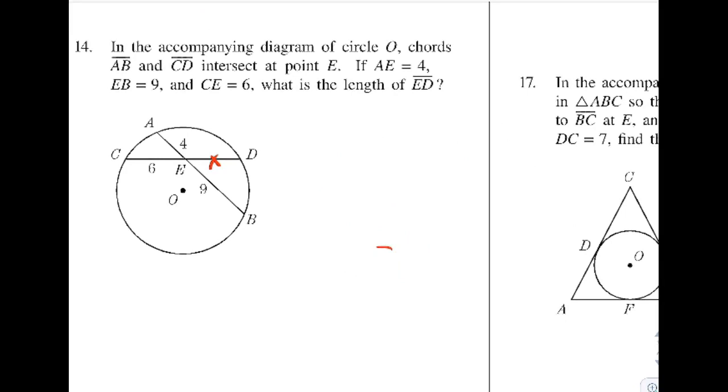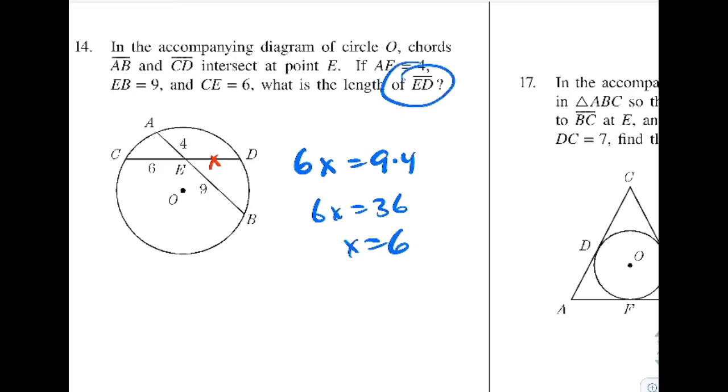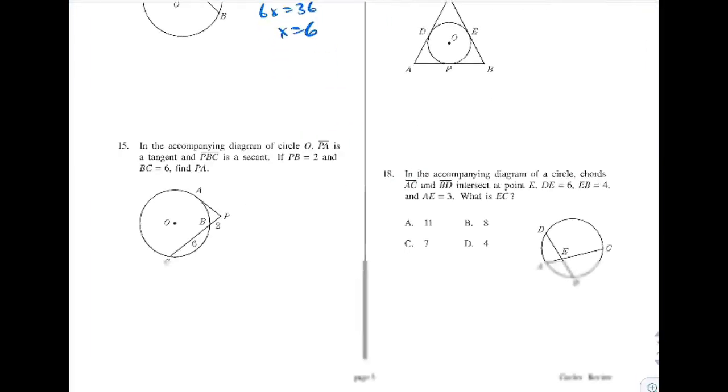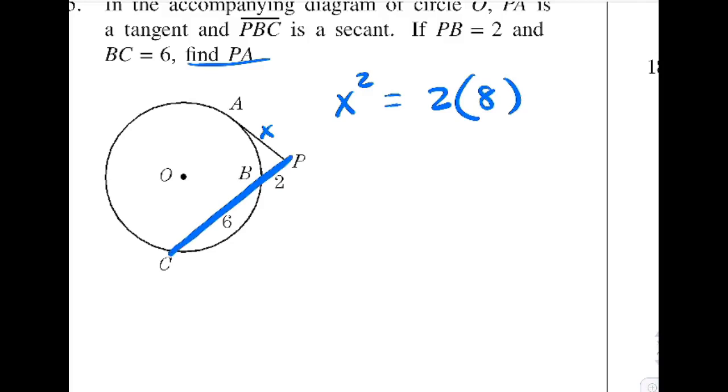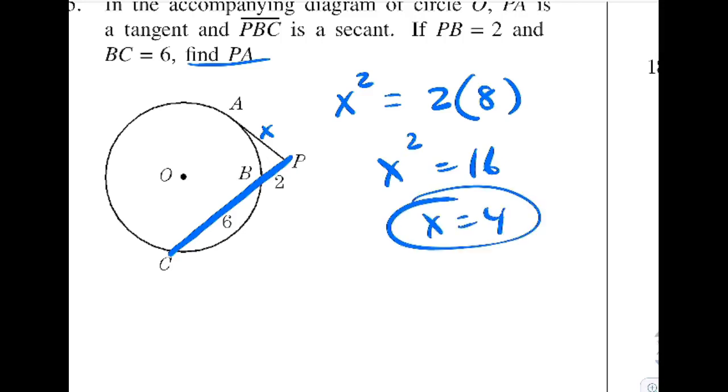So this is a basic two-chord distance formula, or distance, not arcs and angles, but distance. So it's 6 times x equals 9 times 4. That part is 6. ED, right there. Number 15, it wants you to find PA. The tangent squared equals the outside part times the whole thing. Not 6, not 12, but the whole thing is 8. X squared equals 16. That's a nice 4.